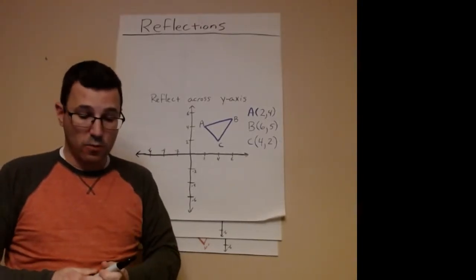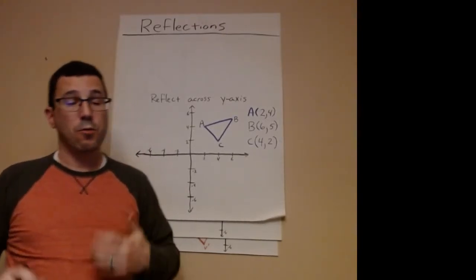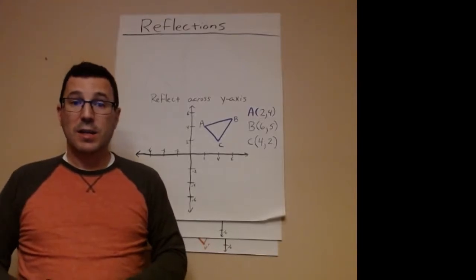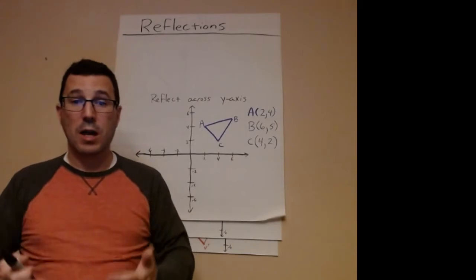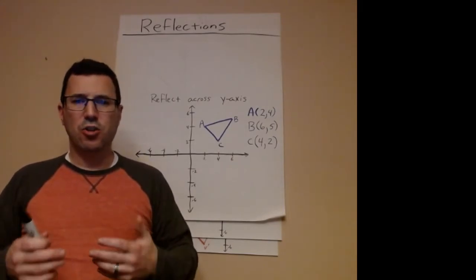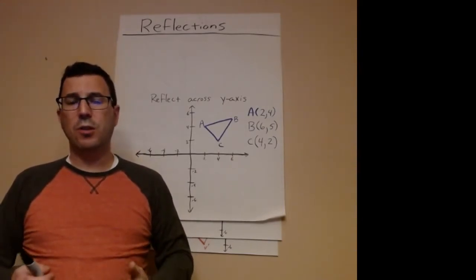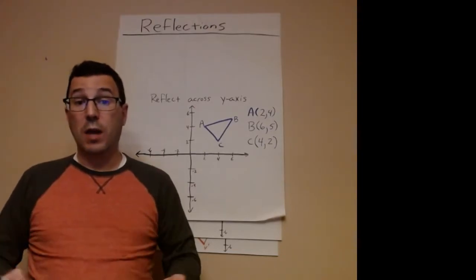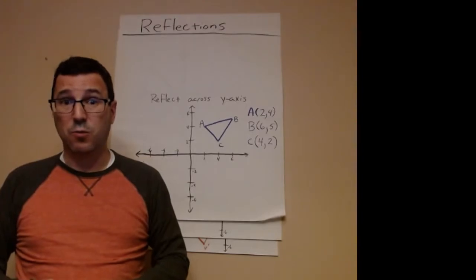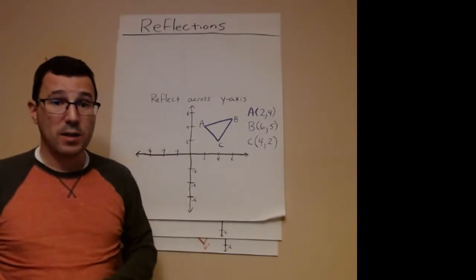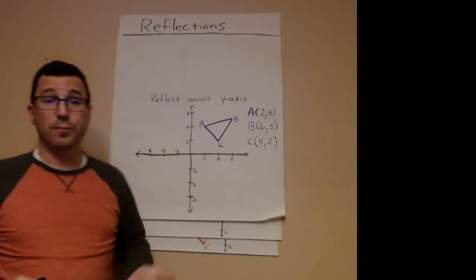So we're talking about transformations, and if we remember, a transformation is something that we do to a shape or a point or a line that is going to change it in some way, usually the size or the location or the orientation, and sometimes it's the shape as well. But what we're going to talk about today is reflections.